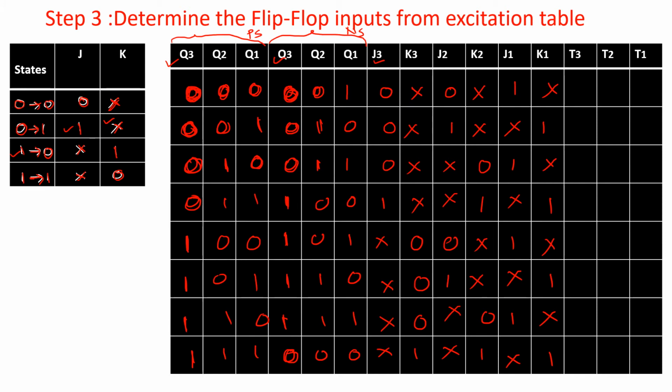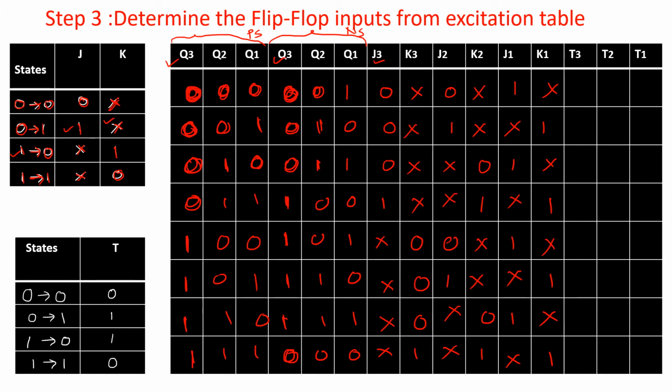If I want to design with the T flip-flop, then I have to go for the excitation table of the T flip-flop. Now this is the excitation table of the T flip-flop, which shows that when the present state is 0 and next state is 0, T is 0. Then when the present state is 0 and the next state is 1, T is 1. For 1 to 0, it is 1, and for 1 to 1, it is 0. For this, again, one video has been made. Please watch that video. Now if I want to fill these three columns, it is very easy.